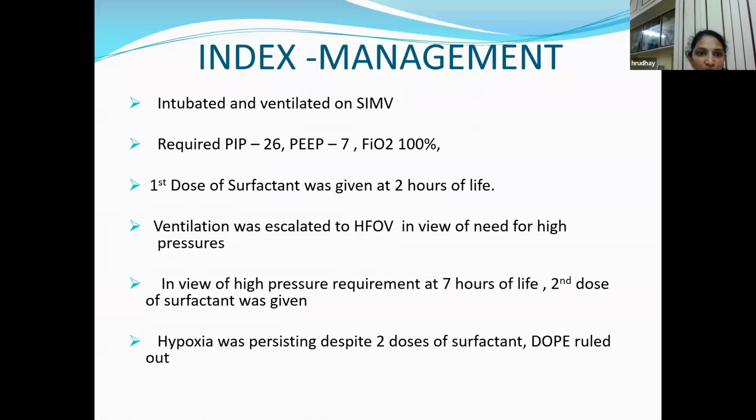So how did we manage it? We intubated and ventilated the baby on SIMV mode, gradually increasing the pressures from 18 up to 26, with a PEEP of 7 and FiO2 of 100%. In view of the high pressure requirement, the first dose of surfactant was given at around 2 hours of life. Ventilation was escalated to HFO in view of high pressures. Then at 7 hours of life, with a continued requirement of HFO, a second dose of surfactant was given. Hypoxia was still persisting despite two doses of surfactant, and PPHN had been ruled out.